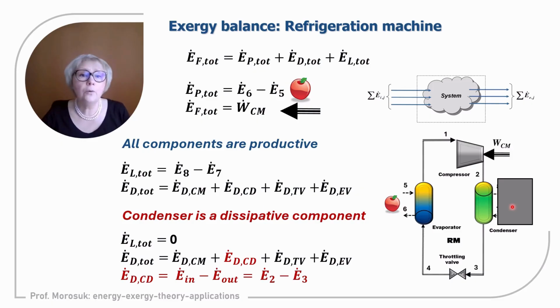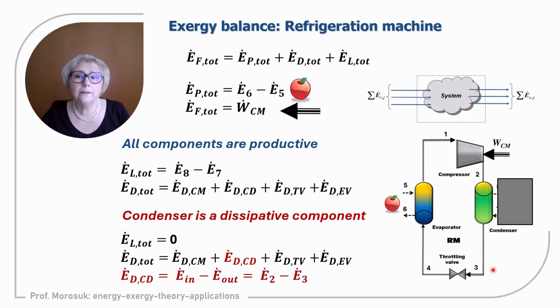And then we can say that the losses of the overall system will be zero because these streams are not considered, but the losses will be charged to destructions. Therefore, the equation for total exergy destruction within the system will be absolutely the same as in the previous case, but the term of exergy destruction within the condenser will be calculated differently. Since the condenser is a dissipative component, it is only exergy in minus exergy out: exergy at stream 2 minus exergy at stream 3, and that's it.